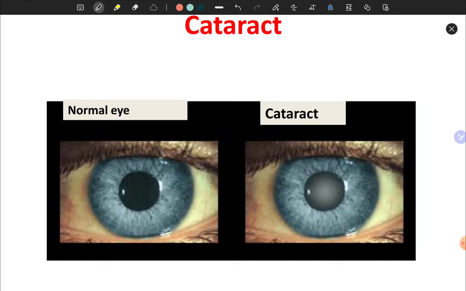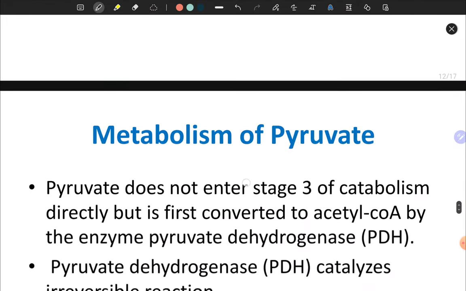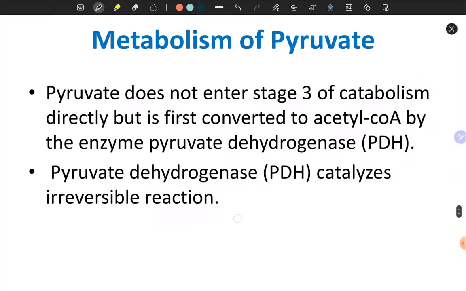So we will leave galactose. We will come back to the glucose metabolism.